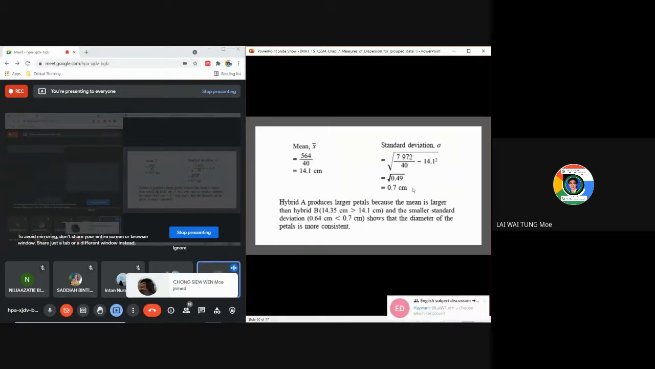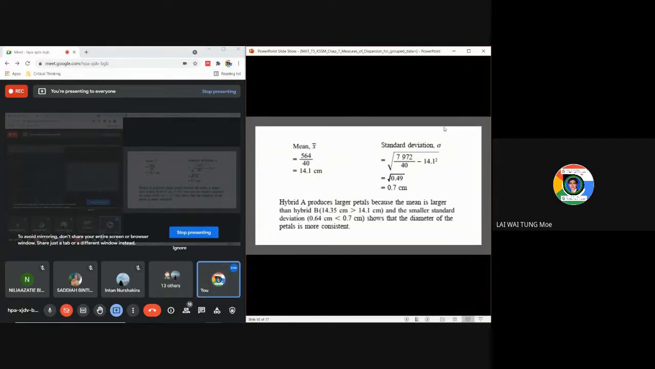So when you want to compare two sets of data, usually we use the mean and also the standard deviation. Standard deviation normally we compare for the consistency, and for the mean we only compare which one is larger, longer, or bigger, or shorter and something like that. Just compare the mean, whereas for the consistency, use the standard deviation. The smaller the standard deviation, the more consistent the data. So that is the part for comparing two sets of data.